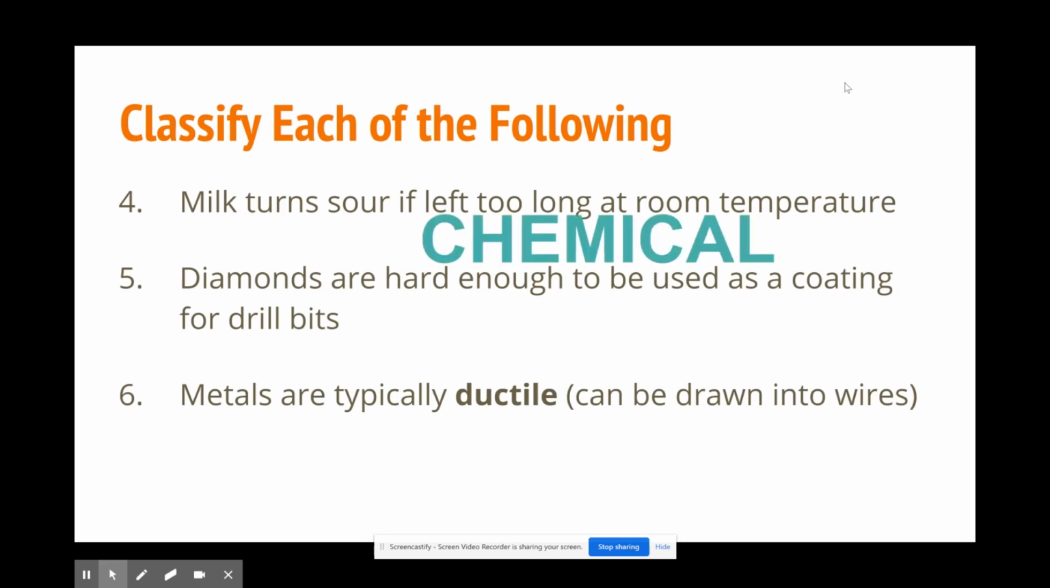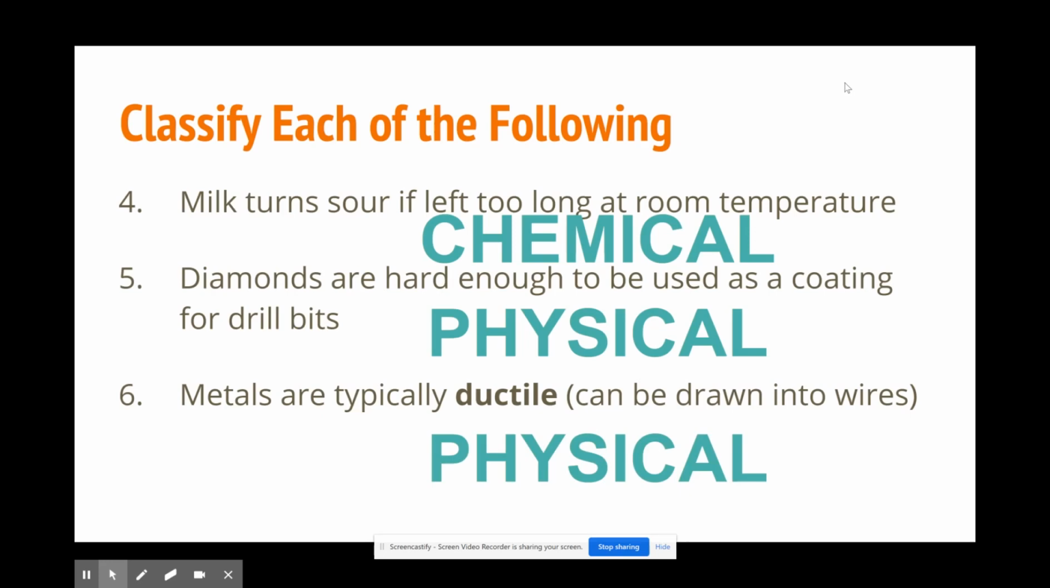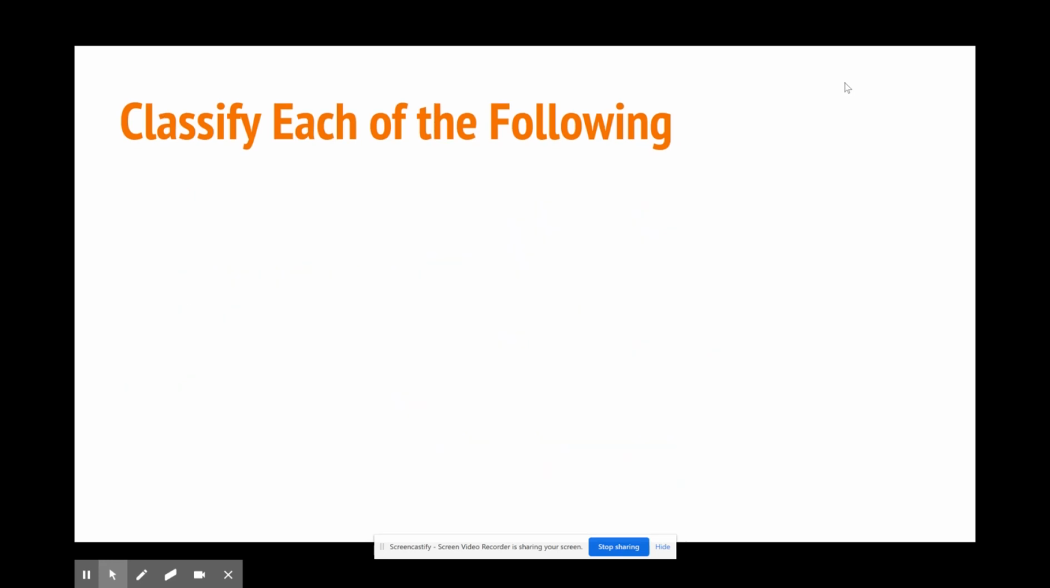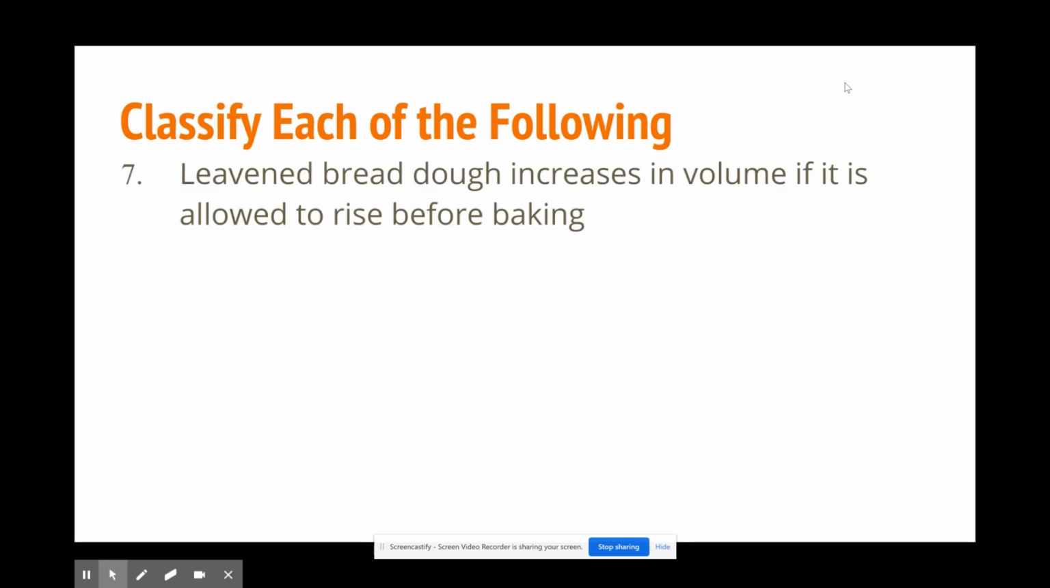The first one is chemical, milk turning sour. You can't undo that. The second one is physical because diamonds are hard is a physical attribute of them. And then metals being ductile is also physical because you can bend and change their shape. Now we have 3 more examples. These are our last 3.